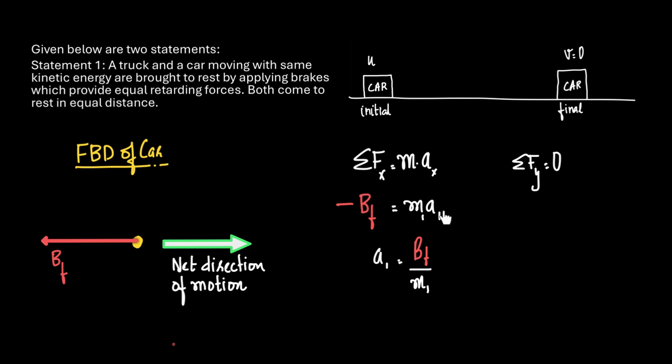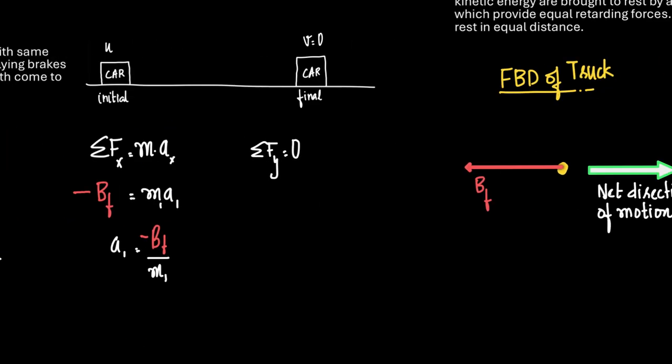Okay. So what is a1 from here? A1 here is, my bad, it's minus bf by m1. So I'm not including any concepts from work, energy, power. All we have applied is the concepts that we have learned in laws of motion.